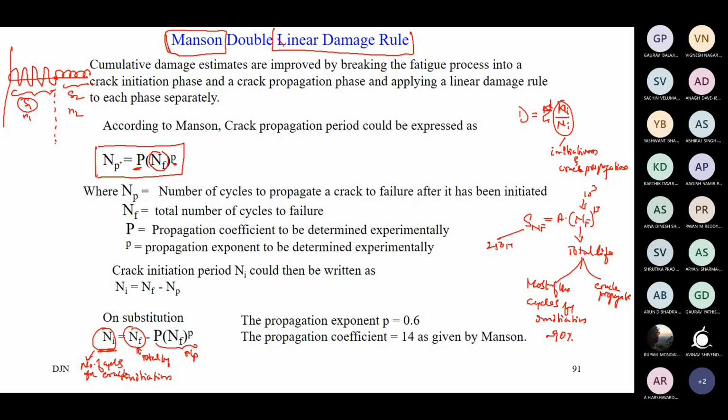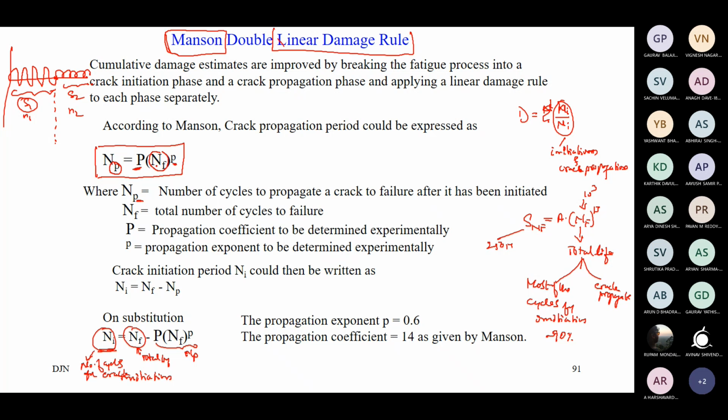You see, the notation is used multiple times with P, but whatever P is written here as a subscript is only for indication. It is not some value. It only indicates the number of cycles for crack propagation after the crack has been initiated. It is not some dividing factor or something like that. It is just an indication.